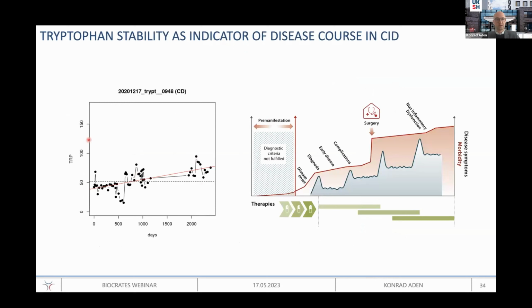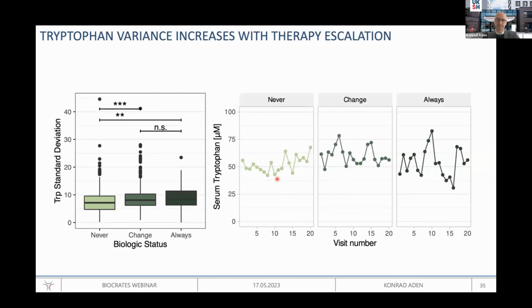So on the left hand, you see a representative screenshot of the available tryptophan data of a patient, and you see a very, very high fluctuation over time.